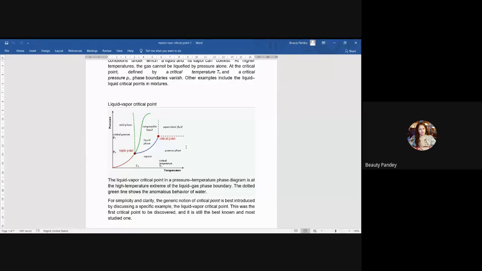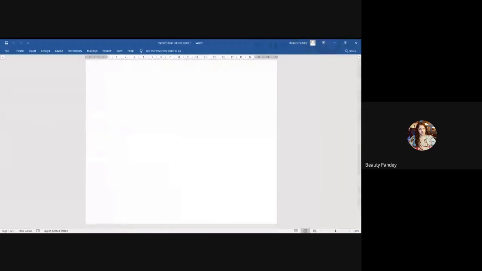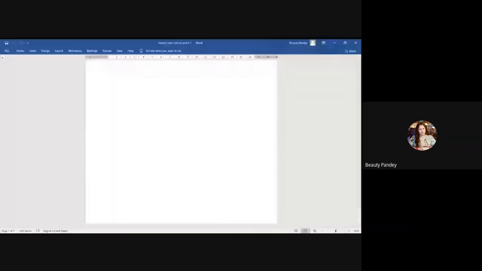This is a diagram. Arey bhai, what I want to show, why is it not coming? This is again... I want to show this.